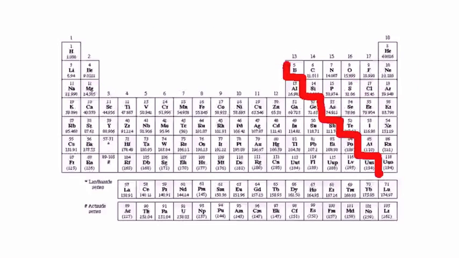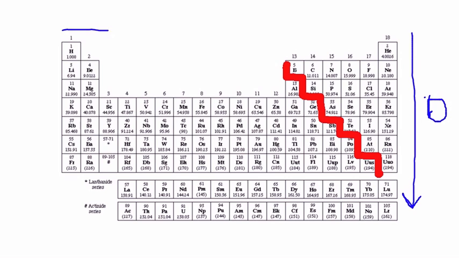The third periodic trend is ionization energy. Ionization energy is the energy required to remove an electron. As you go down the periodic table, the ionization energy decreases because there is more distance between the nucleus, where the protons are, and the valence electrons. Since there is less attraction holding the valence electrons to the atom, it is easier to remove an electron.